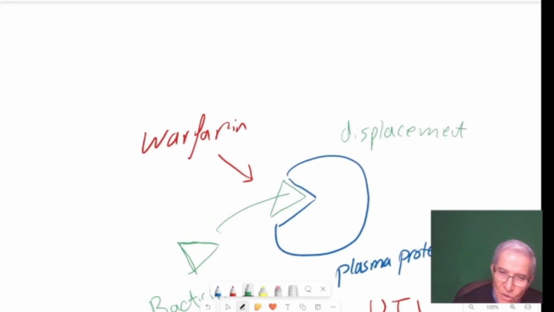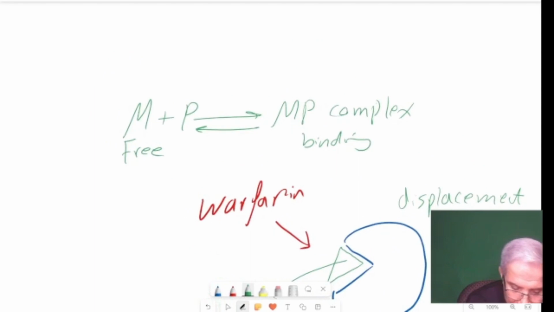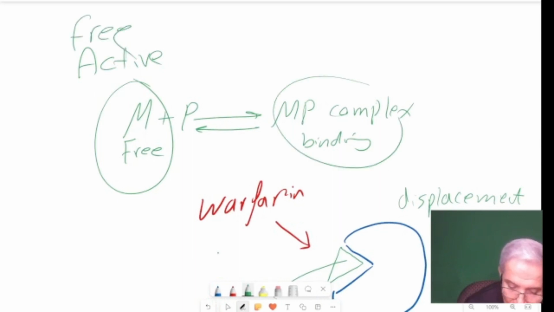We know from pharmacokinetics, when the medication M binds to the plasma protein, the result will be an MB complex. So this one is free medication, this one is bound medication. The free medication will be active and move freely. The bound medication will be inactive.